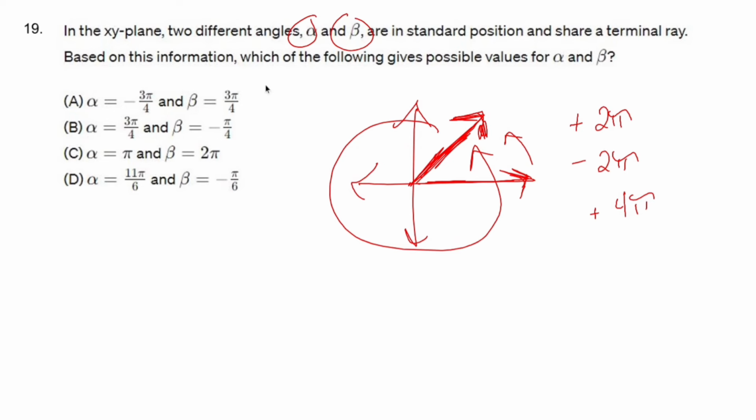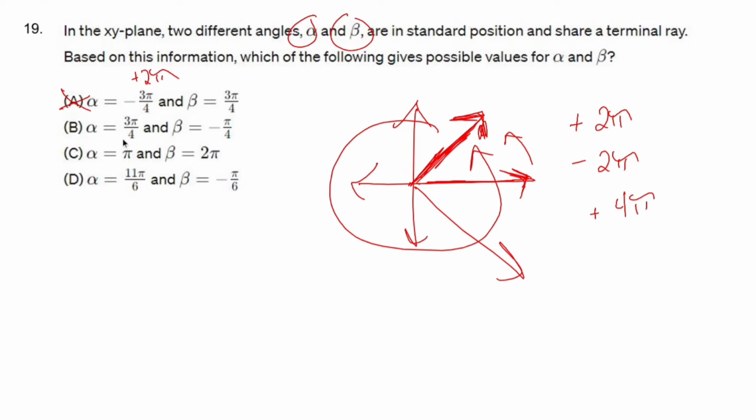So, based on this information, which of the following gives possible values for alpha and beta? They're going to give you two radians, and you have to figure out, are these the same ones? Well, this is negative 3/4 pi, which lives over here. Is me adding 2 pi going to get me 3 pi over 4? No, then A is not the option.